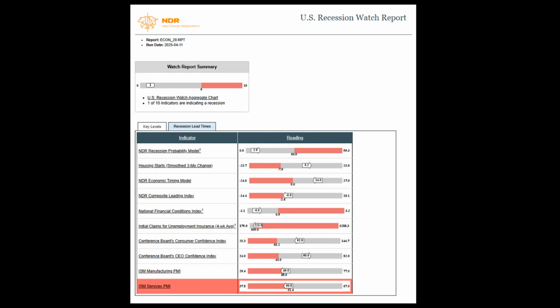So you can see here that some are related to the labor market. Jobless claims, for example, is part of this indicator set. Others are more growth orientated. We have an economic timing model that helps with that. Financial conditions, manufacturing and services PMI, consumer confidence. So a really broad array of measures, some of them NDR models themselves, all grouped together into this watch report to help give us an overall recession gauge.